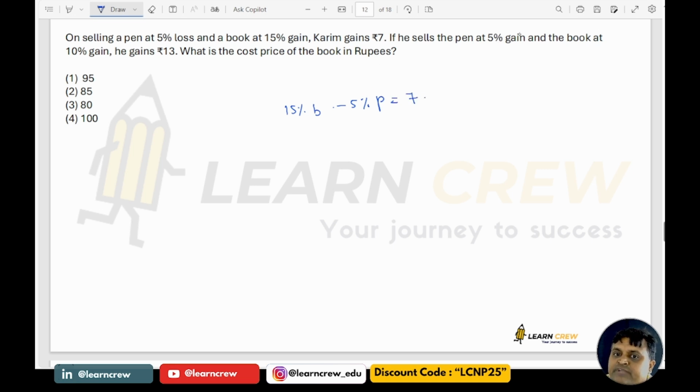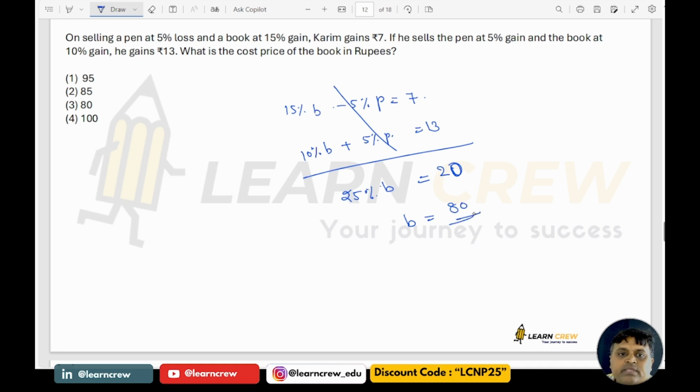If he sells the pen at 5% gain and the book at 10% gain, the overall gain would be 13. So from this, what I can take, this gets cancelled. So 25% of book's cost price is how much? 20. Thereby book's cost price would be: 25% is 20 means 100% is 80. Now what is the cost price of book in rupees? So answer is 80. Answer is 80.